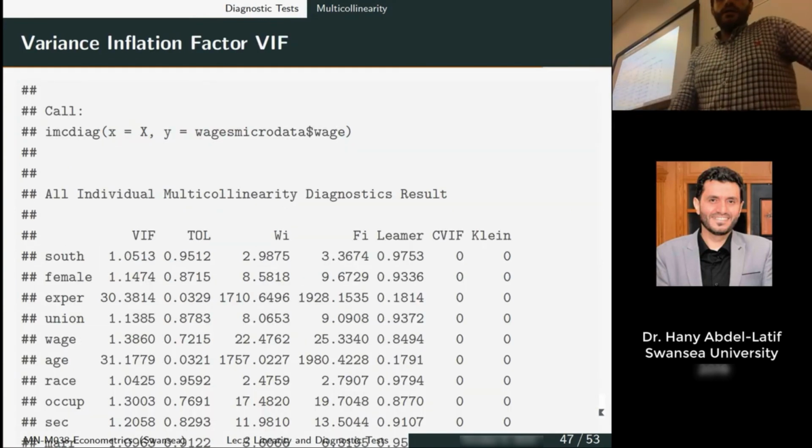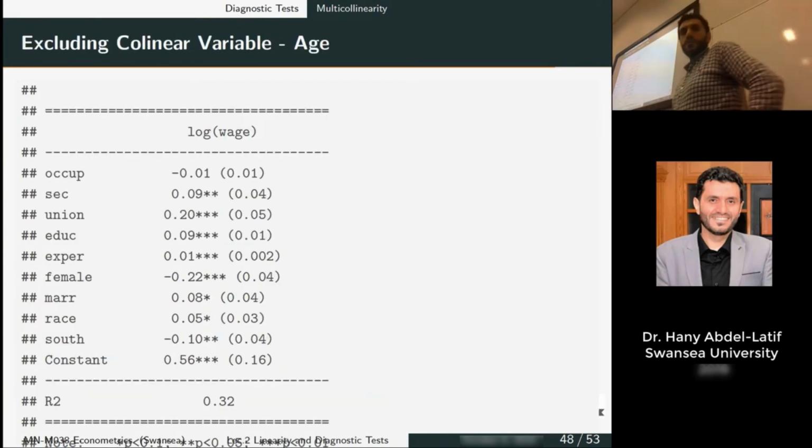So here is the first estimation without age. I dropped age. Let's look at education. Remember, education wasn't statistically significant. Now it is statistically significant. Experience wasn't statistically significant. Now it is statistically significant, and we still have the high R-square we had before.